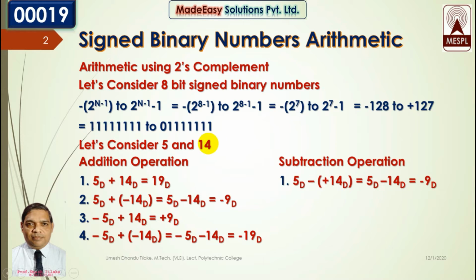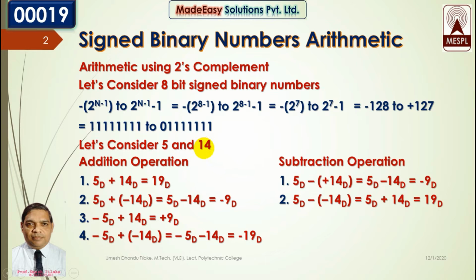Now consider the second case, that 14 is negative and 5 is positive. So we can subtract them as 5 minus minus 14 is equal to 5 plus 14 is equal to 19 in decimal. Now according to the same mathematical convention, a negative sign is present, so 14 will change its sign. That's why we get plus 14 here. That means in the next two cases also, the number which is the subtrahend will change its sign.